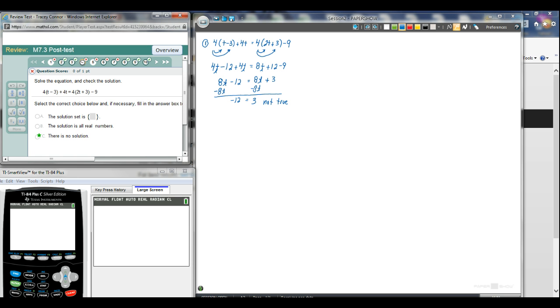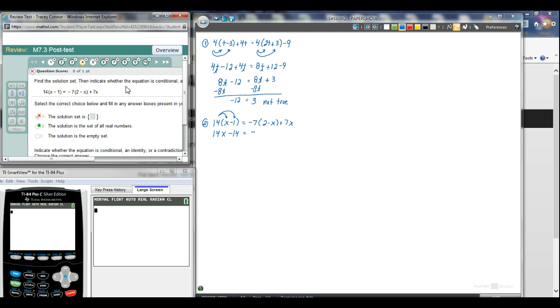So let's look at this one here. This looks similar, and this is an example of the other one. Let's try this one: 14 times x minus 1 equals negative 7 times 2 minus x, plus 7x. Again, our distributive property: 14 times x, and 14 times minus 1 is minus 14. Then we have negative 14 plus 7x, and then plus 7x. Again, you have to multiply negative 7 by both.